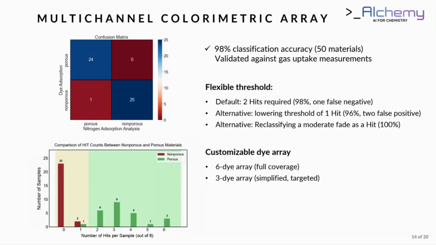Another strength of this method is flexibility. The threshold for classifying a sample as porous can be adjusted, for example, by changing the number of hits. In addition, the design of the dye array itself is customizable. We can use the six-dye array for full coverage, or reduce it to a three-dye array for faster or more targeted screening. So this platform can be tailored to different material systems and research needs, making it a useful tool for porous material discovery.